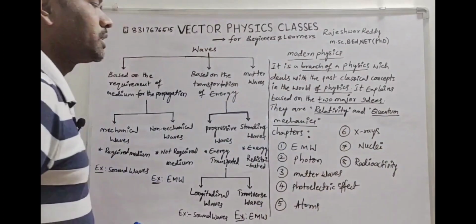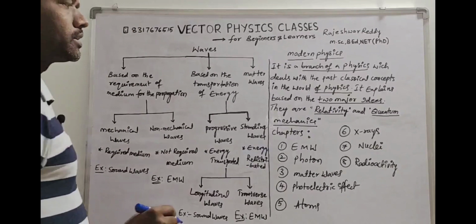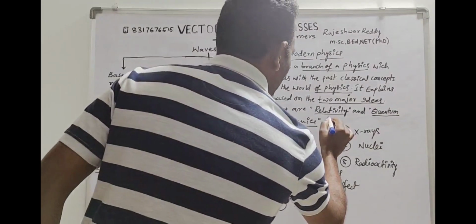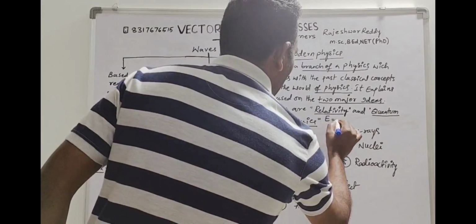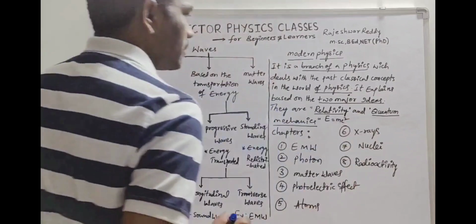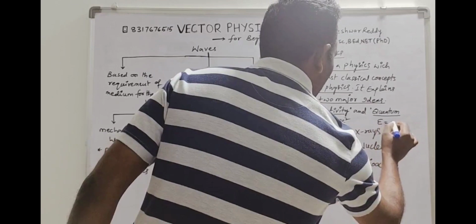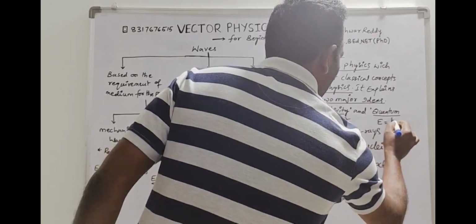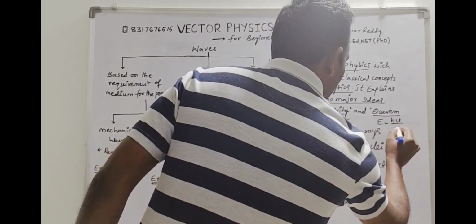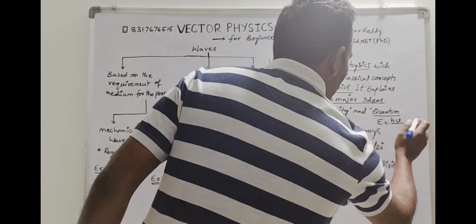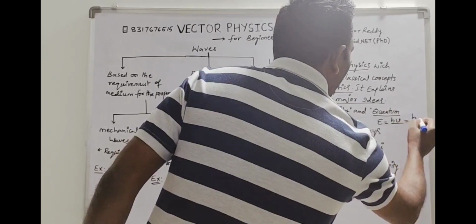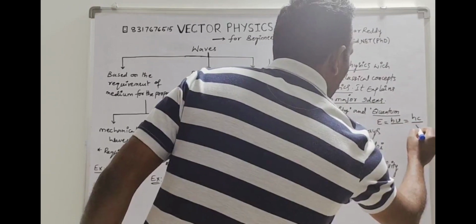Relativity was proposed by Einstein, and we use the famous principle E equal to mc square. And in quantum mechanics we use Planck's quantum theory, and according to that we use another principle, that is E equal to h nu, or E equal to hc by lambda.